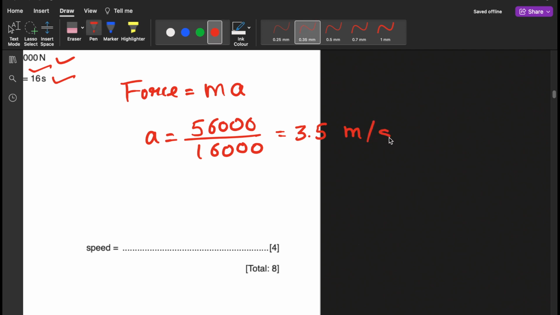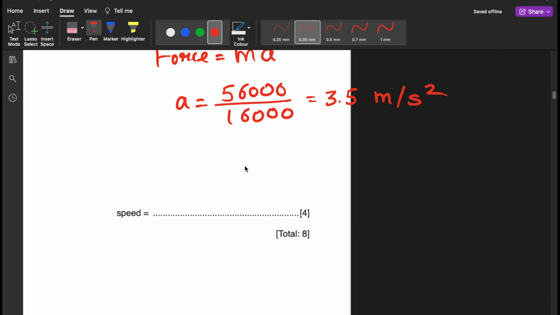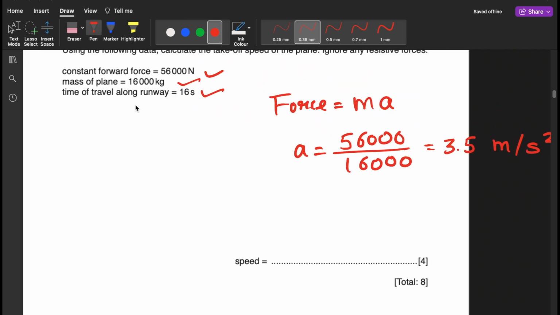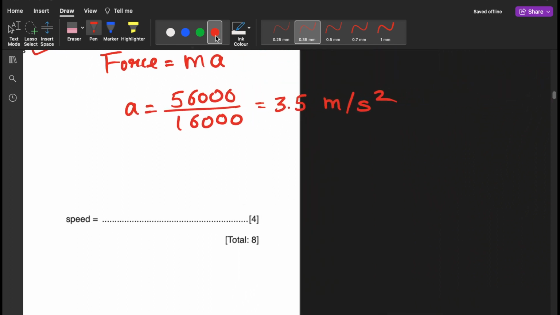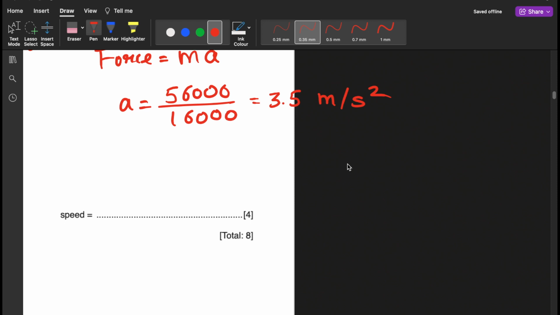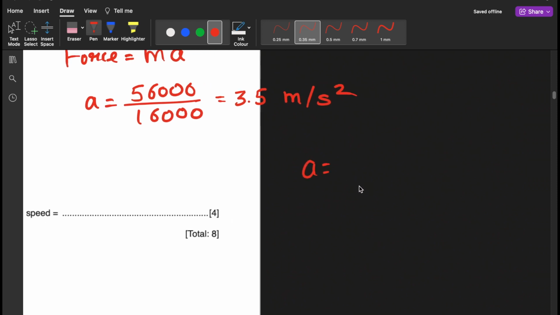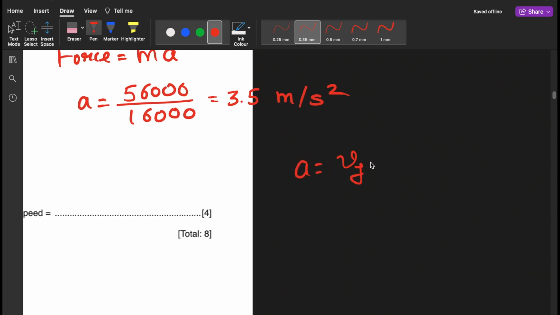Okay, so let me write it like this. So this is acceleration. From acceleration we had to find out the velocity. What is acceleration? I have just told you. Rate of change of velocity, correct? So change in the velocity by time, correct?